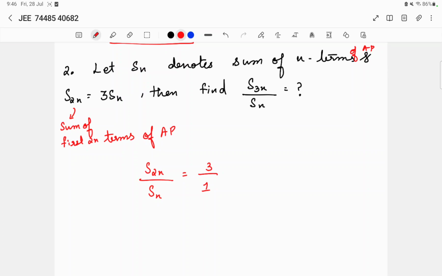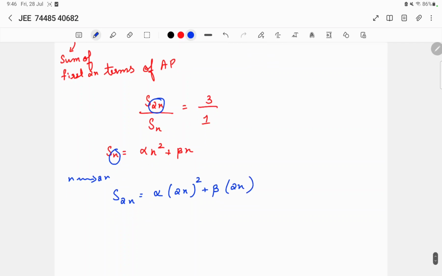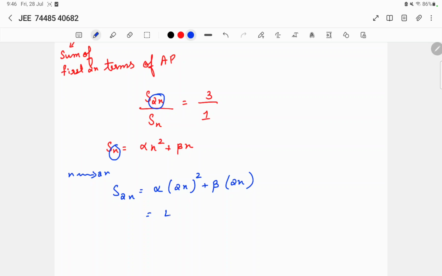Now you know very well Sn is nothing but a quadratic expression with zero constant term. So Sn is alpha n square plus beta n. Now instead of n we have 2n, which means in place of n I have to write 2n. So S2n will be equal to alpha into (2n) the whole square plus beta into 2n. This is the same as 4 alpha n square plus 2 beta n.